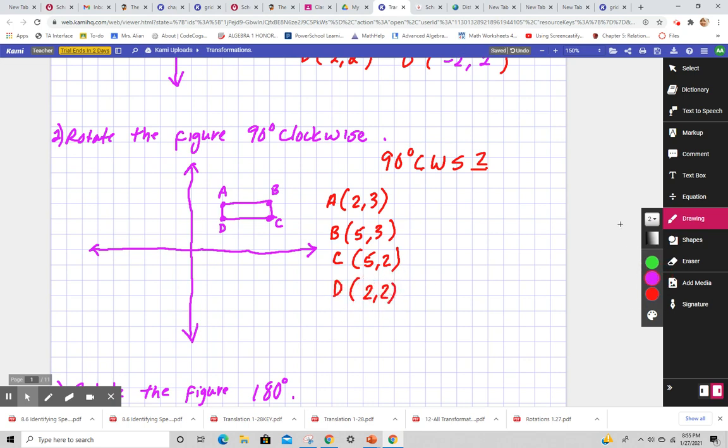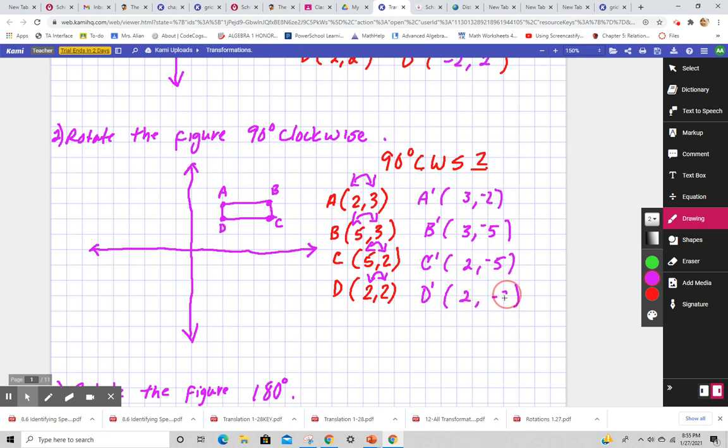Okay, so let's apply the rule. So A prime, switch X and Y, change the sign of the second. B prime, switch, so 3, 5, and change the sign of the second. C prime, switch, so it's 2, 5, and change the sign of the second. D prime, switch, and change the sign of the second.